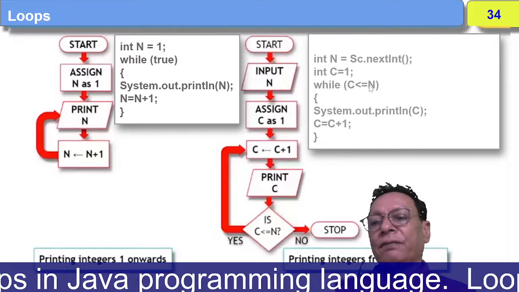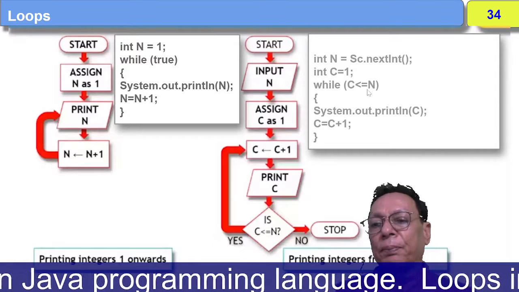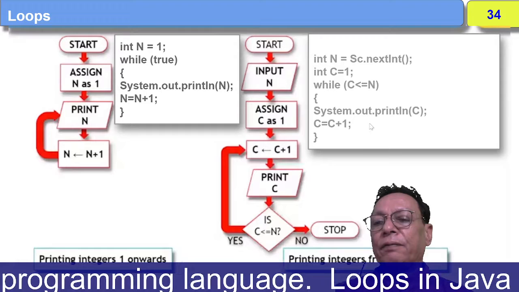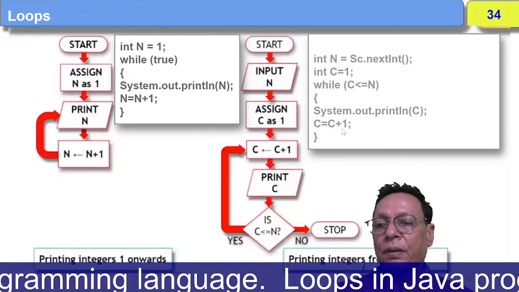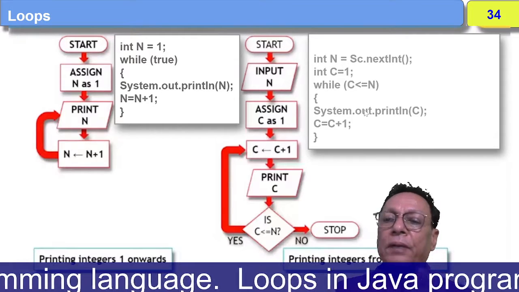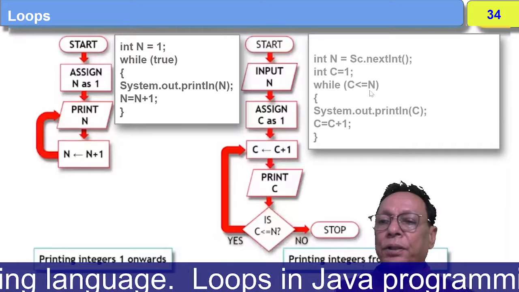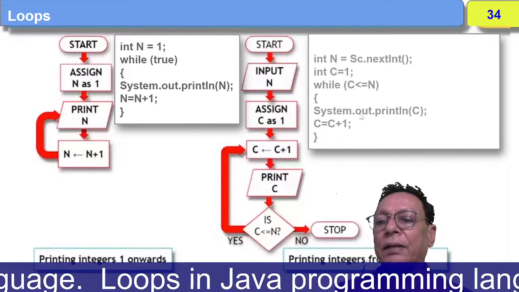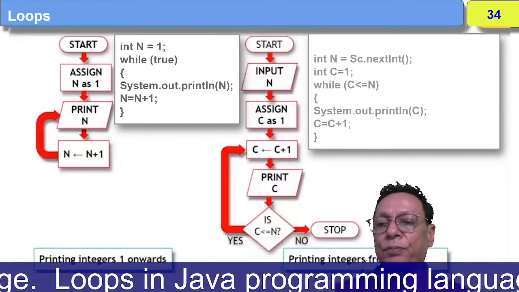So as long as the value of C is less than or equal to n, it keeps on printing the value of C and incrementing the value of C. So the limit is given by the user, maybe 5. So it will be repeated 5 times and it will print the 5 integers. So this is a loop.